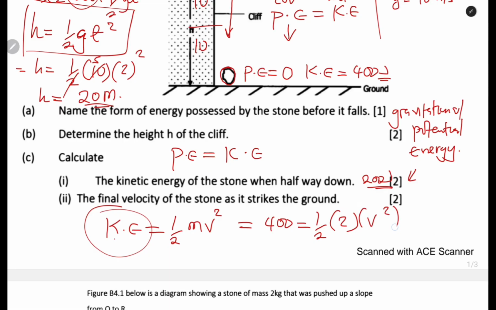Then velocity squared. So 2 and 2 cancel. You are remaining with 400 equal to v squared. Introduce the square root. And therefore v is equal to plus or minus 20. So we're going to put 20 meters per second. So that is the velocity we are looking for. Otherwise, that is how you answer it.